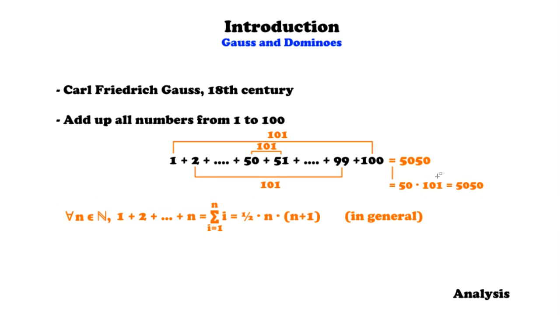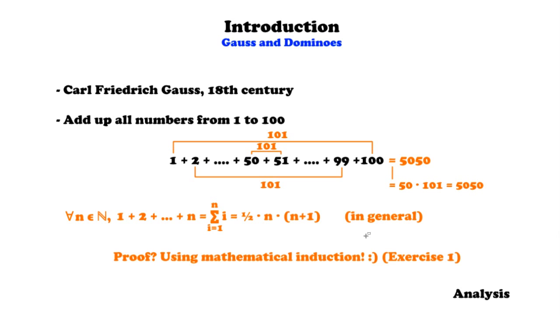Of course, we can just fill in 100 here, and we'll see that a half times 100 times 101 is the same as 50 times 101, and this is 5050. So for this example, this would be the right answer. But in general, if we have all n in the natural numbers, we need a strong technique. So that's where mathematical induction comes in, and therefore we can prove this using mathematical induction.